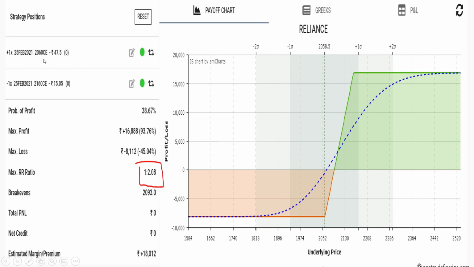We have bought the 2060 call at 47.5 in Reliance, and we have sold the 2160 call at 15 rupees. Correct. And our risk reward ratio is 1:2. So the condition is matching. We have used 18,000 margin for this, and our max profit is 16,000, max loss is 8,000. So risk reward is 16,000 divided by 8,000, which is 1:2. And we know how this payoff graph looks.